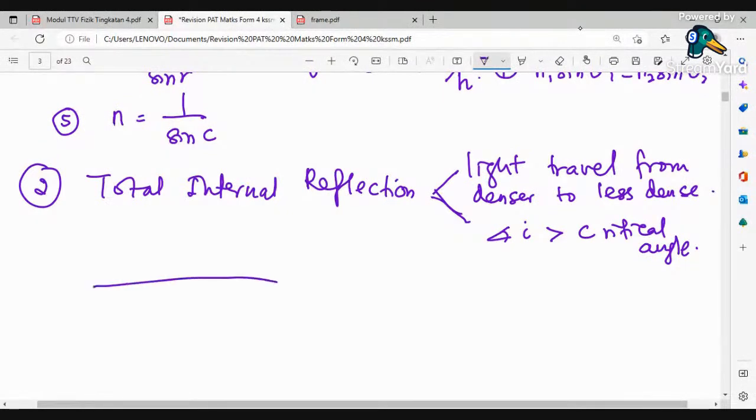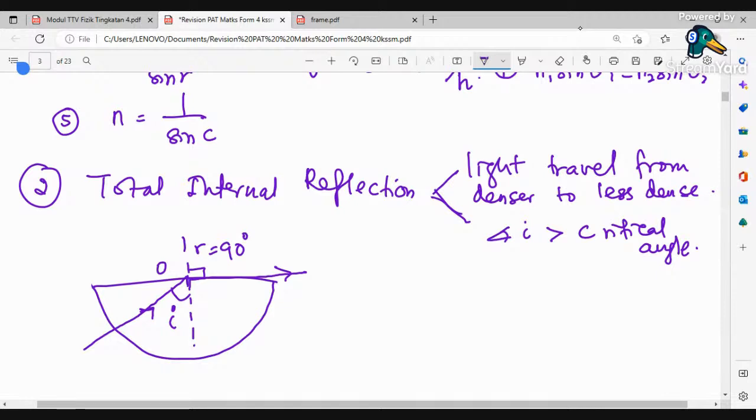Okay, example kita ada macam ni, a semicircular glass block. A light ray is incident along the distance through the center of the semicircular glass block. Draw the normal line. This is angle I. If light suddenly travels along the boundary like this, it means angle R equals 90. So when R equals 90, that angle I is known as the critical angle. Okay, so ini ialah critical angle.